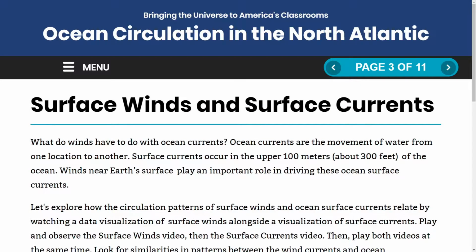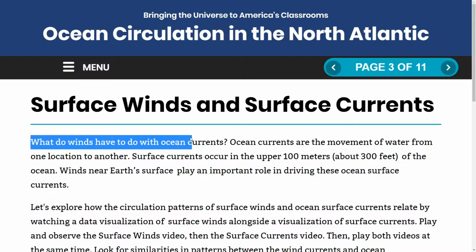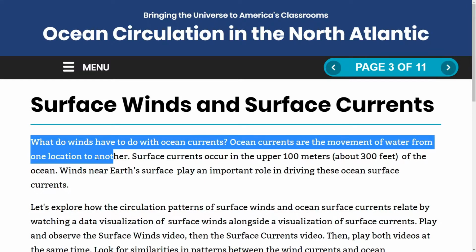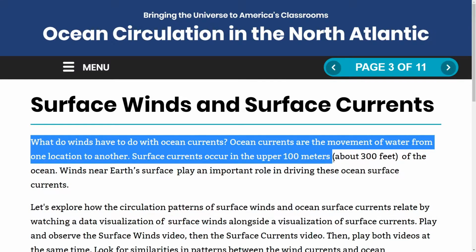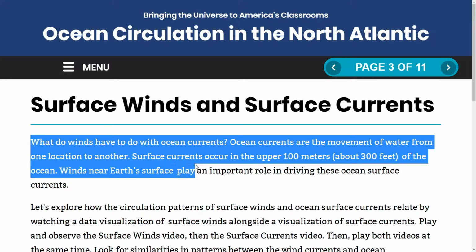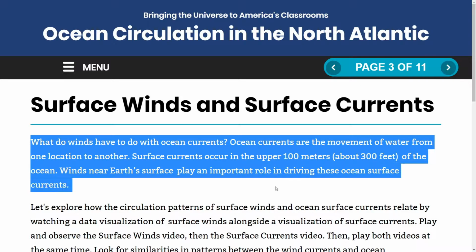Page 3. Surface winds and surface currents. What do winds have to do with ocean currents? Ocean currents are the movement of water from one location to another. Surface currents occur in the upper 100 meters, about 300 feet, of the ocean. Winds near Earth's surface play an important role in driving these ocean surface currents.